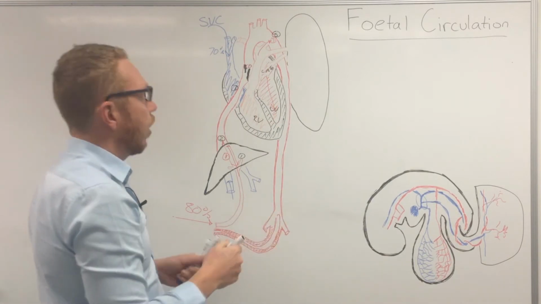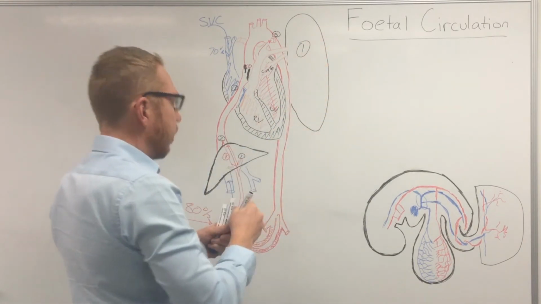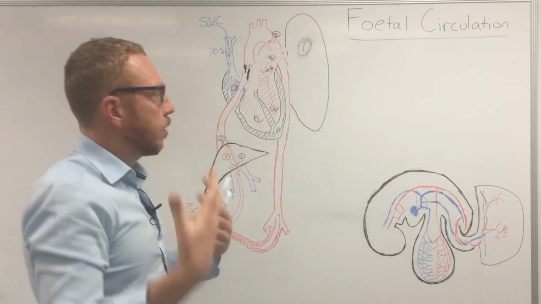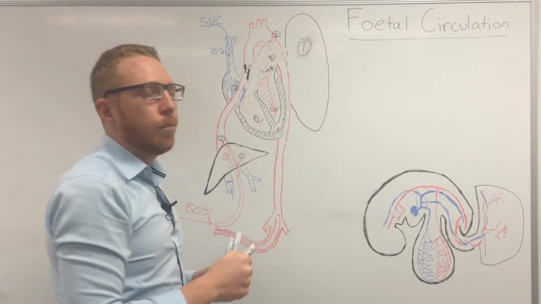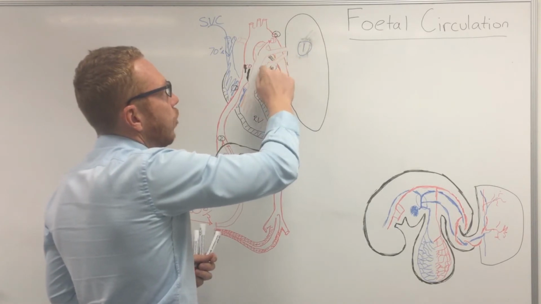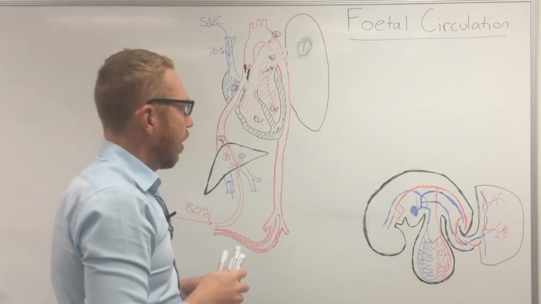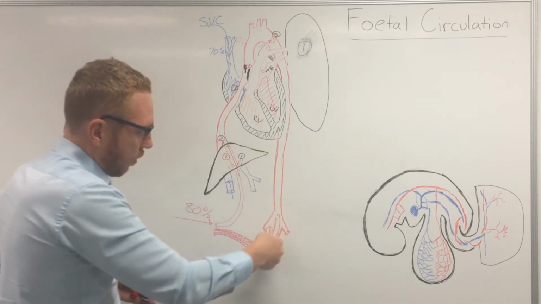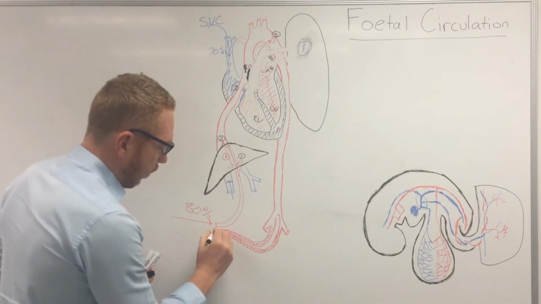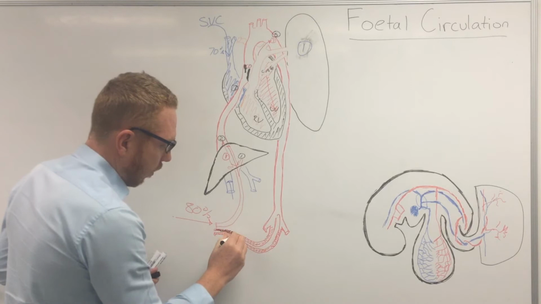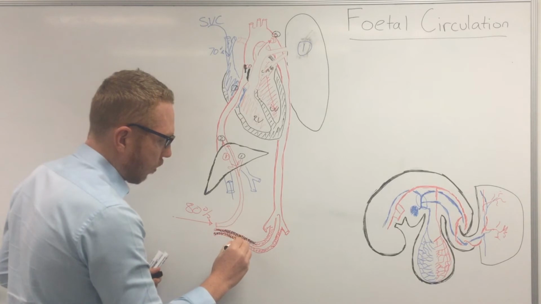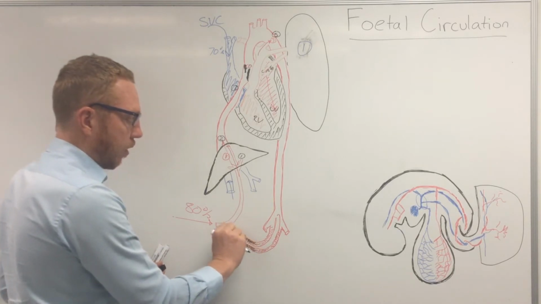So that's the first change. I'll do this in a different colour, I'll do this in blue. Lungs expand, blood goes to lungs. That means that the blood is then going to return to the left atria, so we're going to have more blood returning now to the left atrium. At a similar time, these vessels here are going to start to close off. So the umbilical arteries will start to close, start to vasoconstrict. They won't completely shut, but they will start to close off.